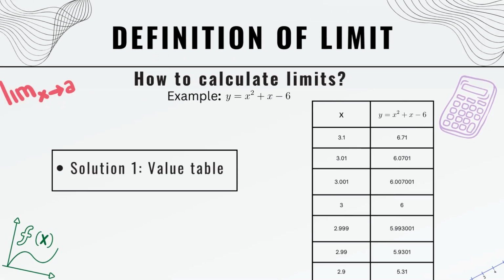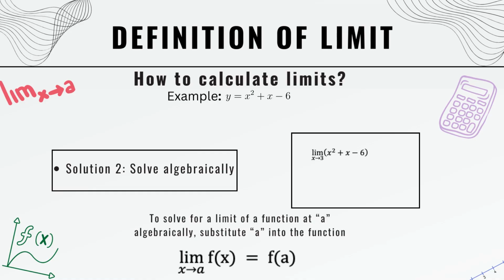So how do we calculate the limit? There are two solid ways to do so. First, you can use the value table and slowly approach that a number, like in the previous example. The limit of y equals x squared plus x minus 6 as x approaches 3 is 6. Or we can just do it algebraically. Just simply substitute a into the function, and we have the limit at a. Simple enough. The limit of this function when x approaches 3 is 6, the same limit we had by the value table method.